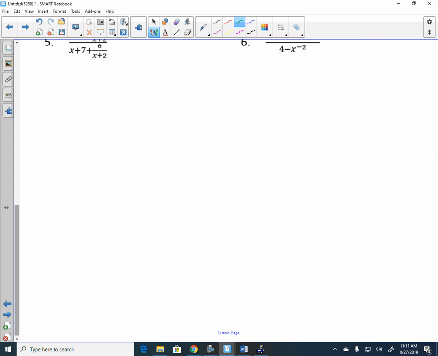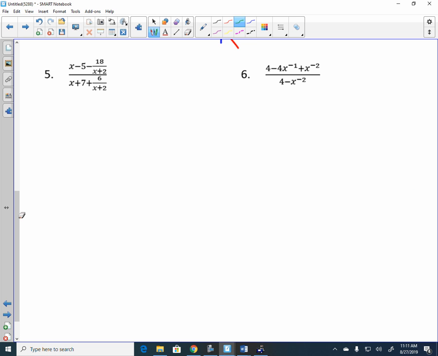Okay, we're going to skip number 5. We do number 6. Here's the big mistake that people make for number 6. They take this x and negative 2, they drop it down. This x and negative 2, they pull it up. This x and negative 1, they drop it down. You can't do that. It's not written in factored form. So what you have to do in this situation is write it as such. This is 4 minus 4 over x plus 1 over x squared. So knowing what I just told you, could you please tell me what the bottom is going to look like?